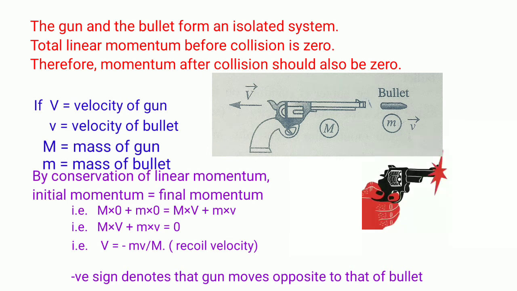That means if the bullet is moving in the forward direction, then the gun is supposed to move in the backward direction. This is why the gun moves backward when the bullet is fired. That is, the recoil of the gun occurs when the bullet is fired. So, the recoil of the gun is clearly explained by the law of conservation of linear momentum.